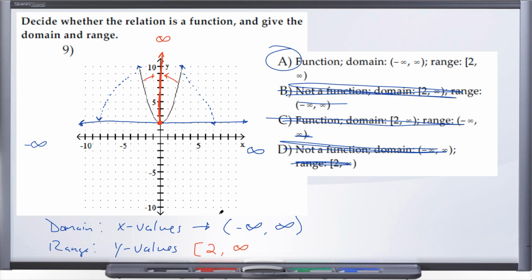And with infinity, I should have mentioned with domain here, with infinity, no matter whether it's positive or negative, we always use a parentheses. All right, so here's our y value, our range, to infinity, but 2 has a bracket on it, infinity has parentheses. Let's make sure that A matches that. Bracket on 2, comma, infinity, parentheses. Yes, indeed it does. So we know that our answer was correct, but it's always a good idea to double check. All right, so there is number 9. We decided whether the relation was a function, and then we gave its domain and its range.